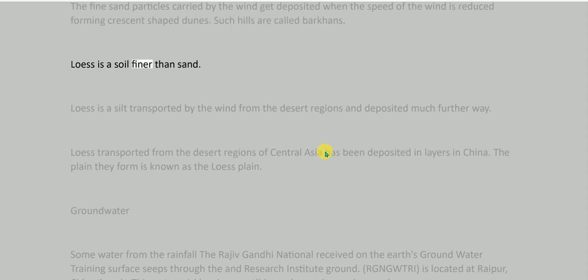Loess is a soil finer than sand. Loess is silt transported by the wind from the desert regions and deposited much further away. Loess transported from the desert regions of Central Asia has been deposited in layers in China. The plain they form is known as the Loess Plain.